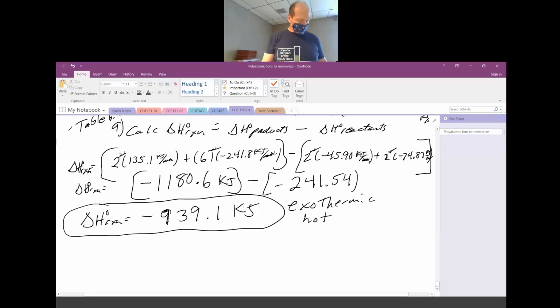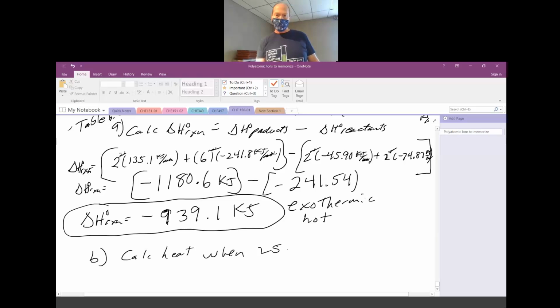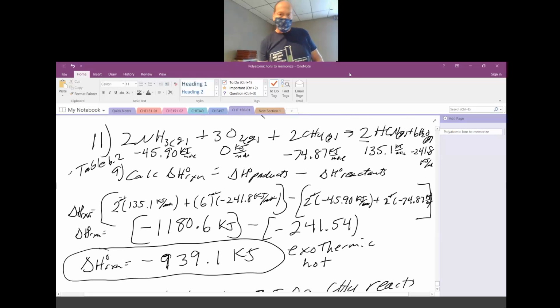All right, so now we're going to do part B. It says calculate the heat when 25.0 grams of CH4 reacts. So now we have to look at the reaction that we just did. You get your negative, you release 939.1 kilojoules, and we're looking at that for 2 moles of CH4.